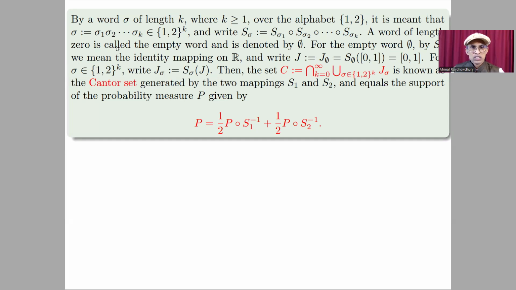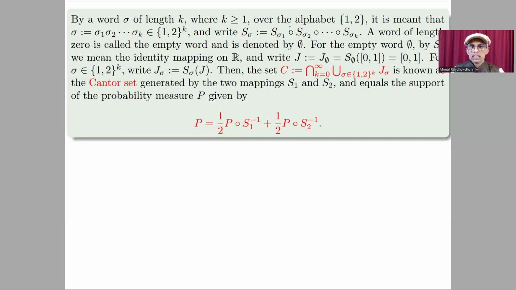A word of length 0 is called the empty word and is denoted by the null symbol phi. For the empty word phi, by S phi we mean the identity mapping on R, and write J equal to J phi, which is S phi of [0, 1], that is [0, 1]. For sigma belonging to {1, 2} to the power k, we write J sigma equal to S sigma of J.